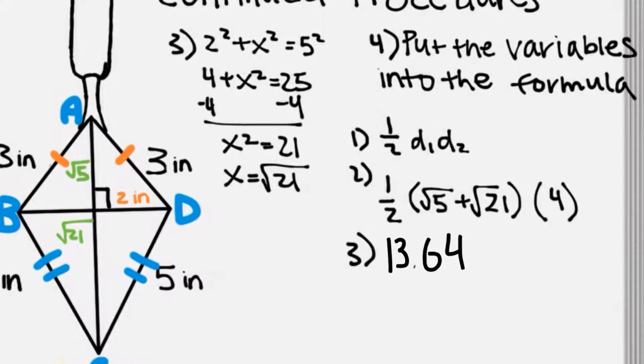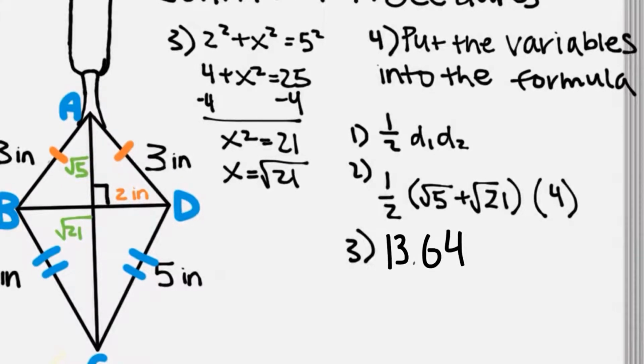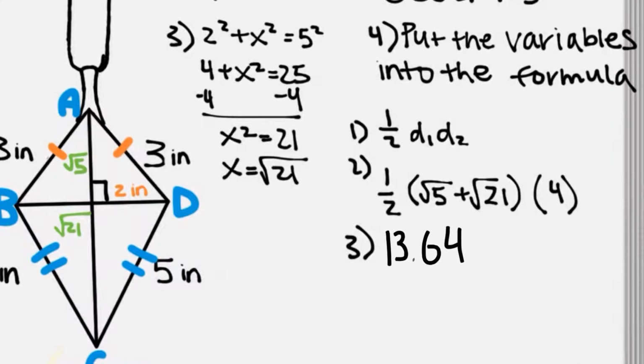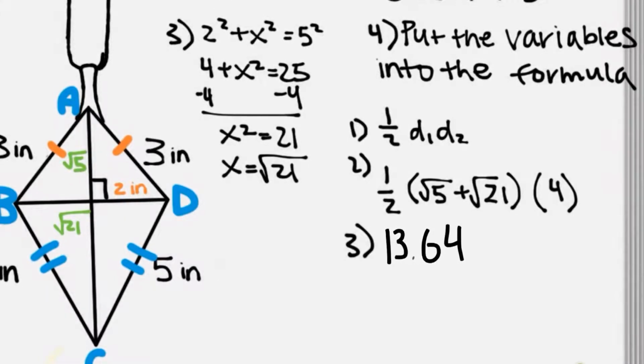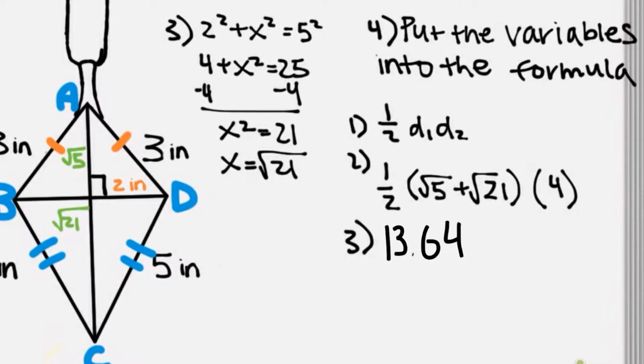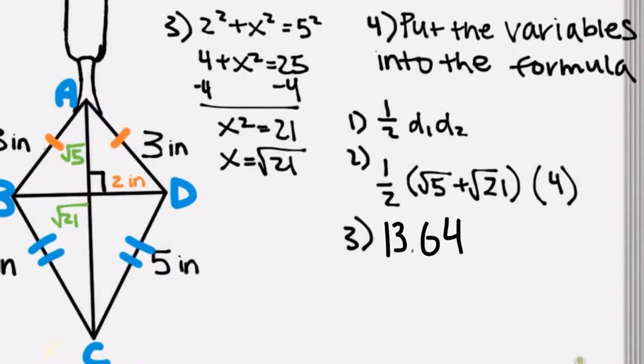A equals 1/2 of diameter 1 times diameter 2. After plugging in our values, we get 1/2 times the square root of 5 plus the square root of 21 times 4, which, from this point on, is plain old algebra. And when solved, we get approximately 13.64 when rounded to the nearest hundredth.